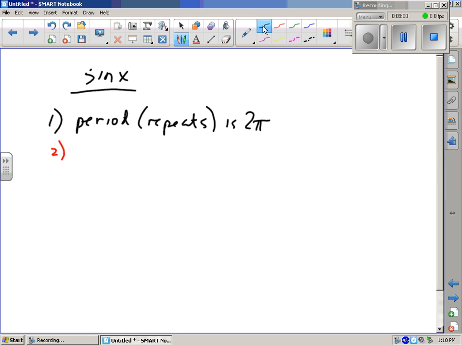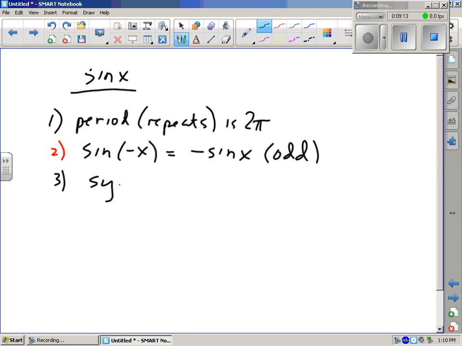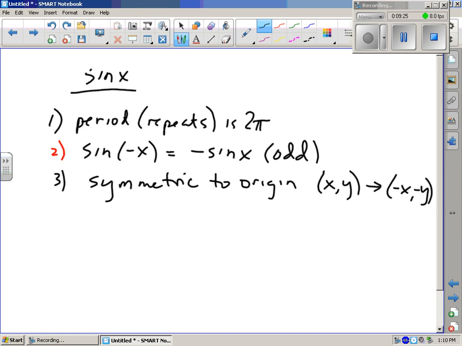Number 2 is that it's an odd function. So the sine of negative x is equal to the negative sine of x. So it's an odd function. Number 3, it's symmetric to the origin, which means if I have x and y, also on the graph is negative x and negative y. It's symmetric, it's mirror images there.